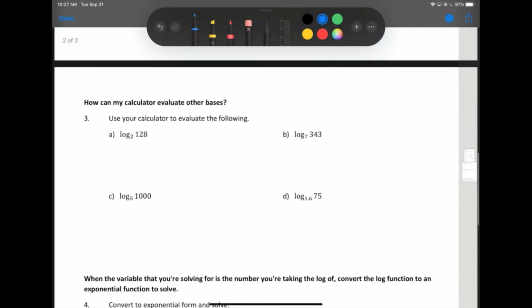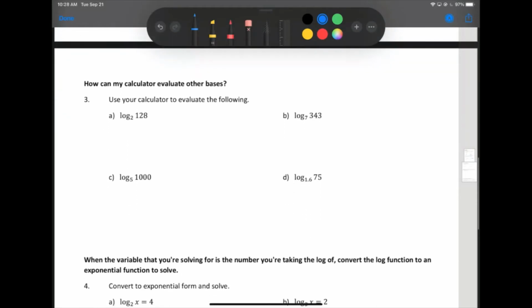How can I evaluate logs that have different bases? Okay, log base 2 of 128. I'm just going to do this to the side. 2 times 2 is 4, times 2 is 8, 16, 32, 64, 128. That works out really nicely. So 2 to the exponent, 1, 2, 3, 4, 5, 6. The answer should be 7.